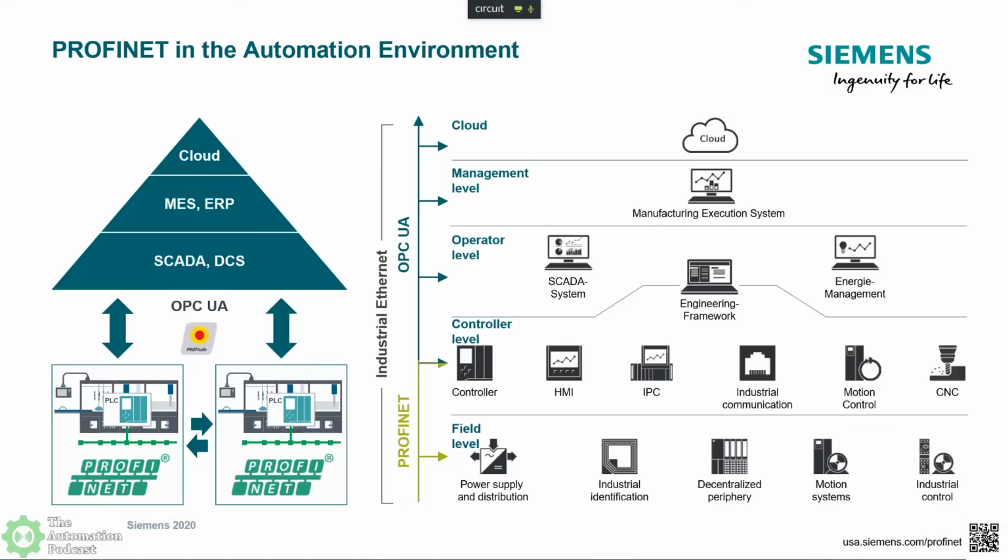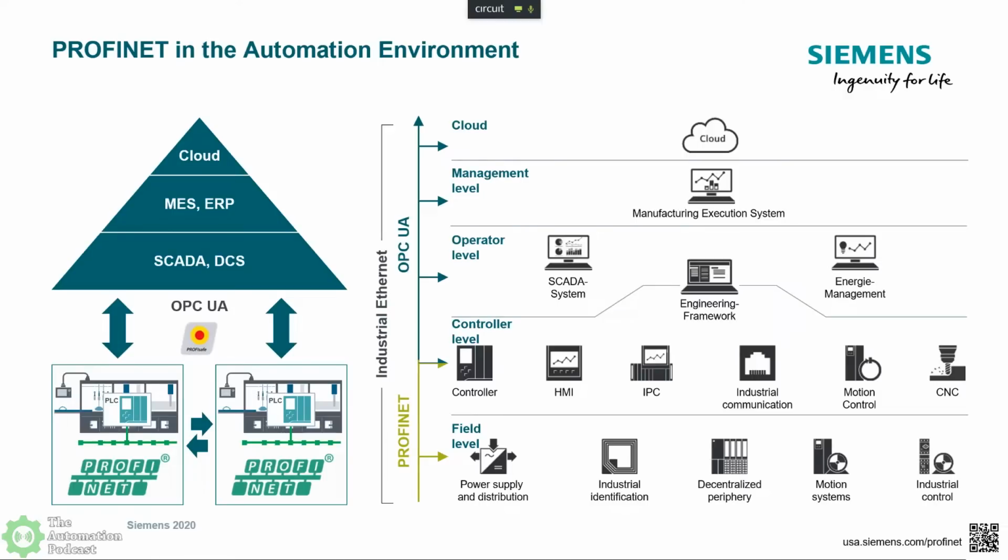Okay, so let's talk about PROFINET in the automation environment. Considering the automation pyramid with its different layers, PROFINET, with its scalability in terms of performance and quantity structure, is used in field level communication to connect decentral I/O, industrial identification, and high performance motion control applications. But also on controller level, where machines or PLCs communicate amongst each other or with any kind of HMIs, you will find PROFINET at that level.